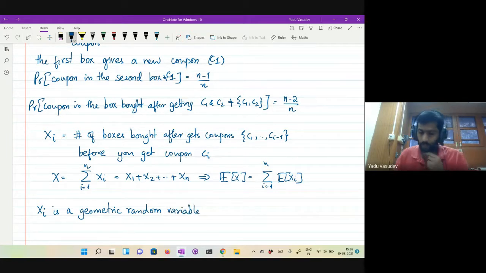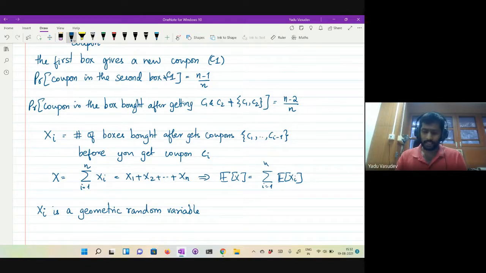Right? Because what does xi do? Xi says what is the number of trials you should perform before you get the first success. And the success here is defined as getting the ith coupon. You've got coupons 1 to i minus 1. How many times do you need to buy a box before you see the coupon i? So the success here is getting coupon Ci. And you want to look at the number of trials that you have to perform before you get success.